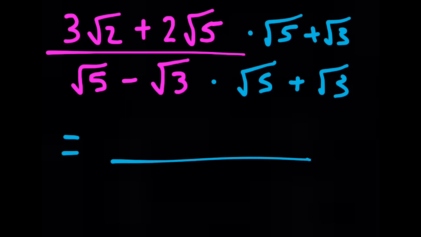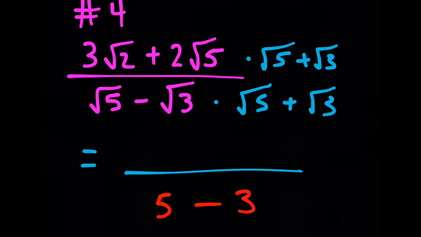Alright, so on the bottom, I don't have to do the whole distributive property as we talked about, because it's like a difference of squares. So we're going to have 5 minus 3 on the bottom, because the square root of 5 times the square root of 5 is 5, and the square root of 3 times the square root of 3 is just 3. Then on the top I've got 4.